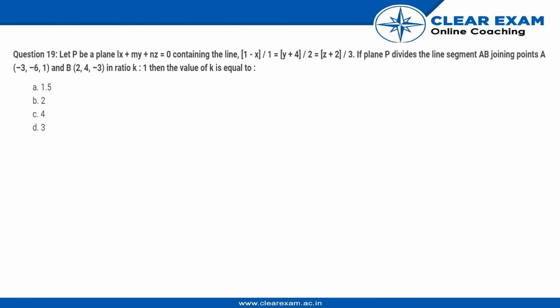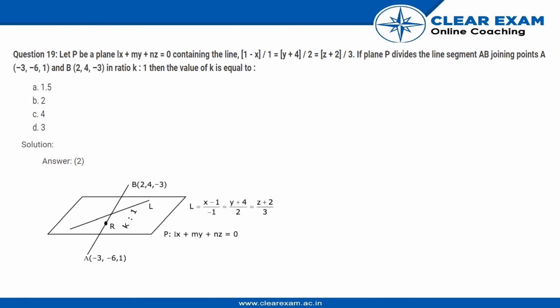Hello students, this question is a little lengthy, so we will just look at the diagram and follow this question. We have a plane P having the equation Lx + My + Nz = 0, and it contains the line with this equation. If plane P divides the line segment AB joining points A and B in the ratio k:1, then the value of k is equal to?